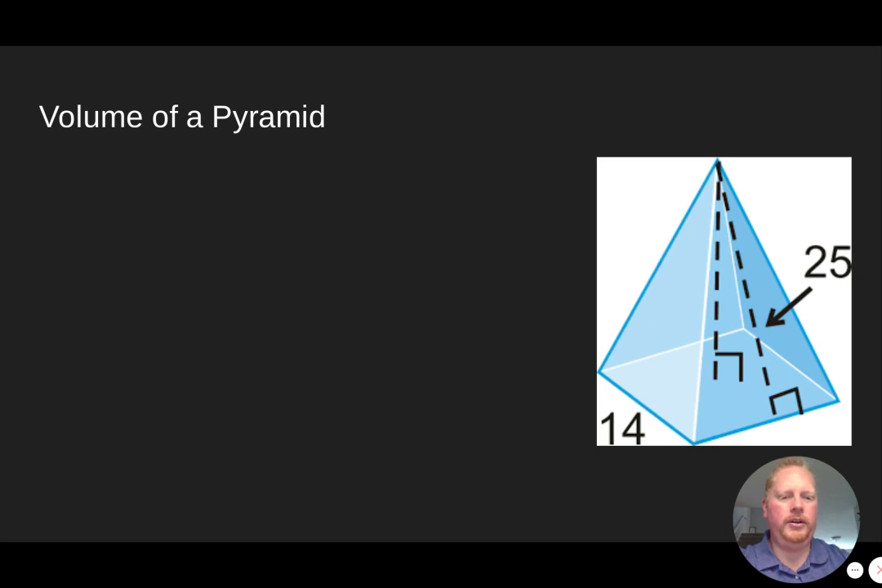Let's do one more. So we use 1/3 area of the base times the height. So for the area of the base, I'm going to do 14 times 14. If they only give you one side of the base, assume that it's a regular shape. Whether it's a regular pentagon, a regular hexagon, or in this case, a square, assume that. Otherwise, you'd have a bunch of problems where it's not enough information. I'm killing it. So we do 14 times 14, and we get 196.